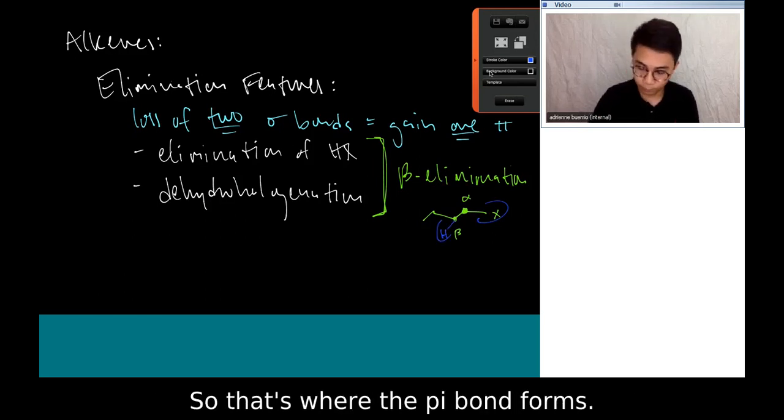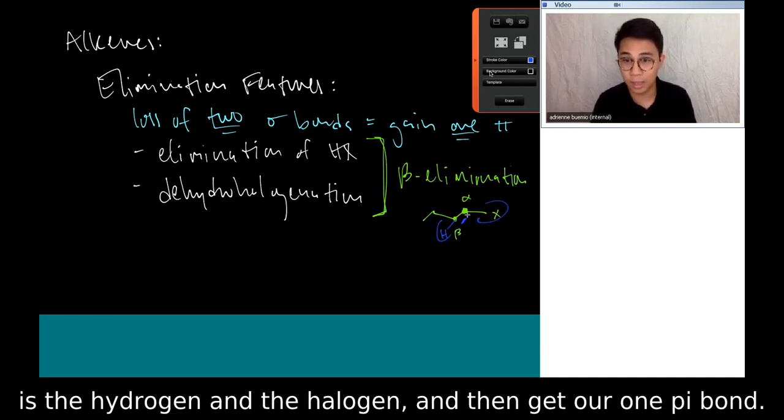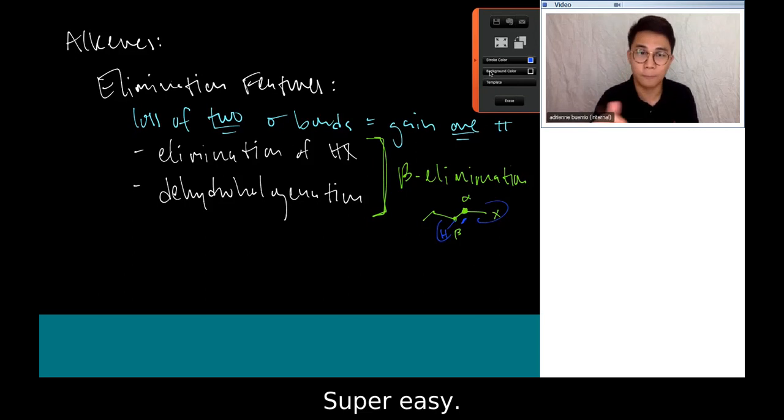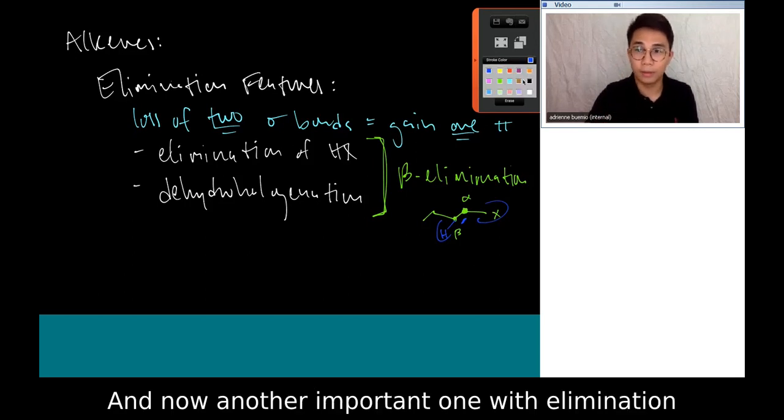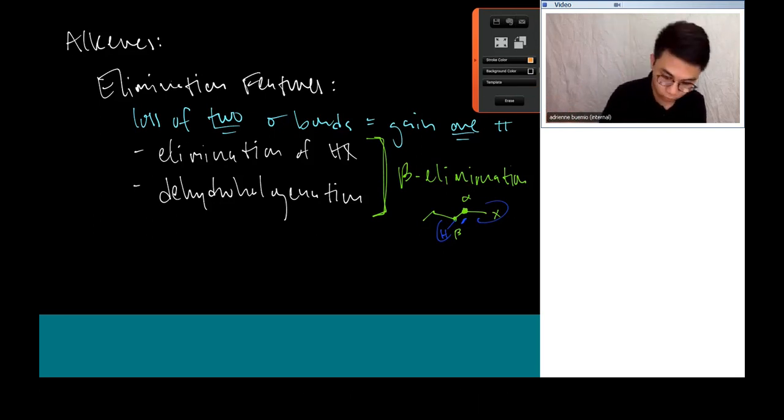So that's where the pi bond forms, right? We have the loss of two sigma bonds, which is the hydrogen and the halogen, and then we get our one pi bond. Super easy, right? And now another important one with elimination is Zaitsev's rule.